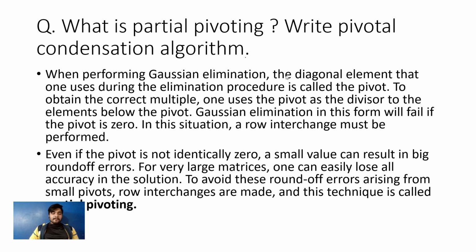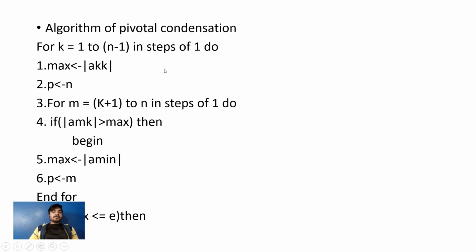Even if the pivot is not initially 0, a small value can result in big round-off errors. For very large matrices, one can easily lose all accuracy in the solution. To avoid this round-off error arising from small pivots, row interchanges are made, and this technique is called partial pivoting. Now, the algorithm of pivotal condensation.